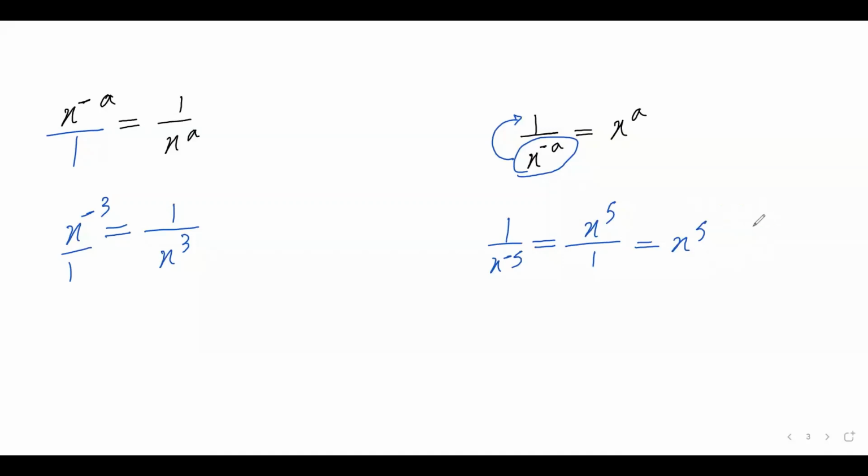Let's do another one. Let's say I have 1 over 3 to the power of negative 3. I can say this equals 3 to the power of positive 3 over 1, which is just 3 to the power of positive 3. That's how we change a negative exponent to a positive exponent.